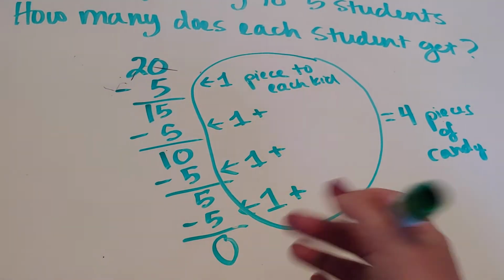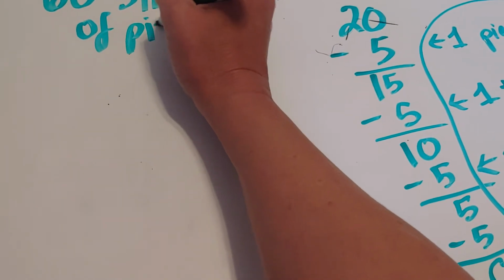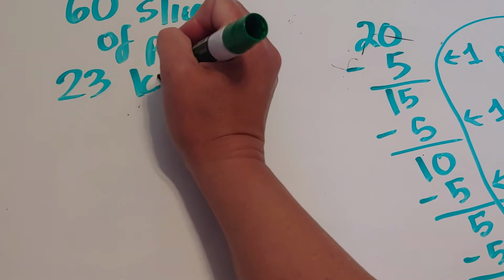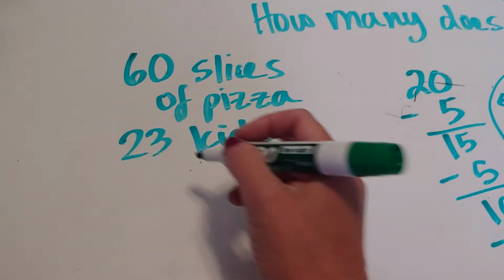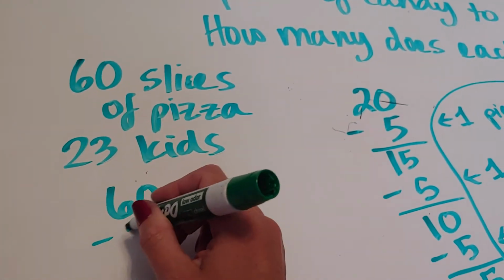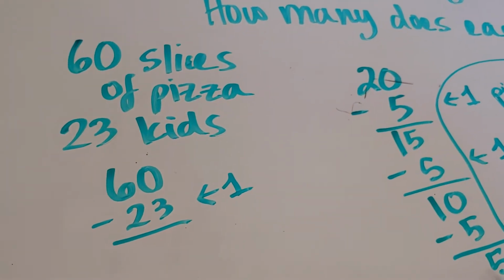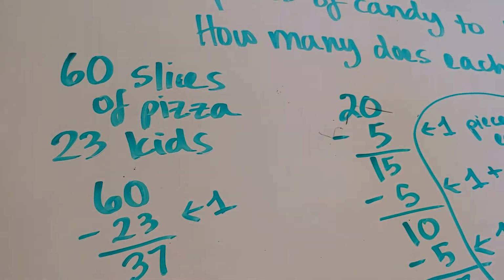All right, let's try a bigger problem. What if I had, I don't know, let's say I had 60 slices of pizza. And let's say I had 23 kids. Okay, 60 slices of pizza to 23 kids. So here what would happen is that when I subtract 23, that means that everybody gets 1 slice. Okay, so when I subtract down, I think I'm going to get 37.